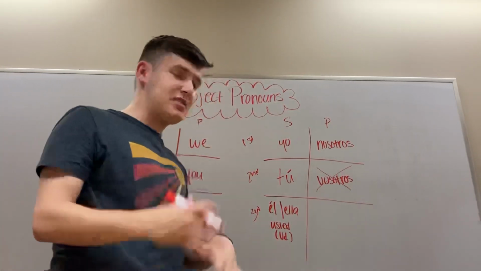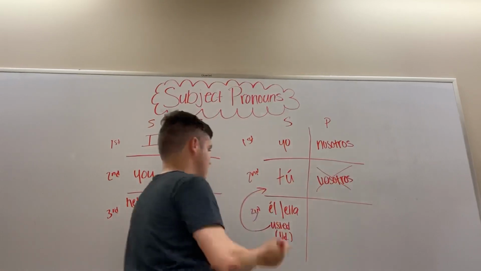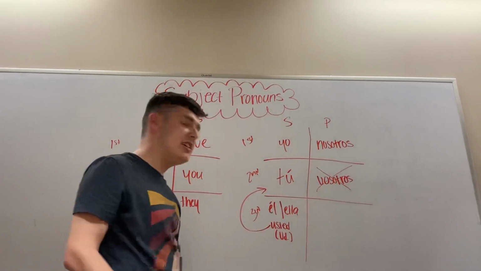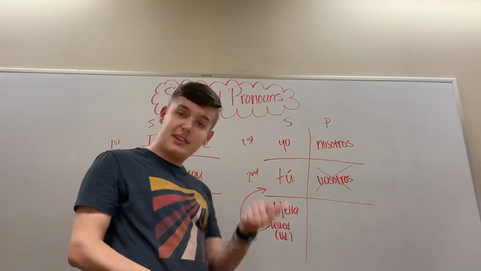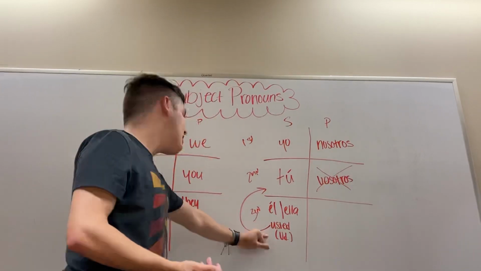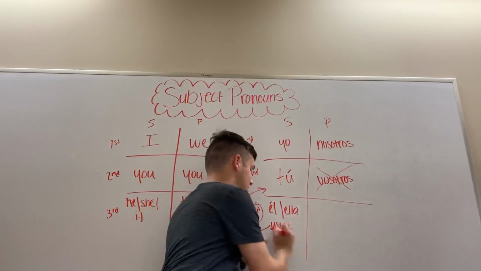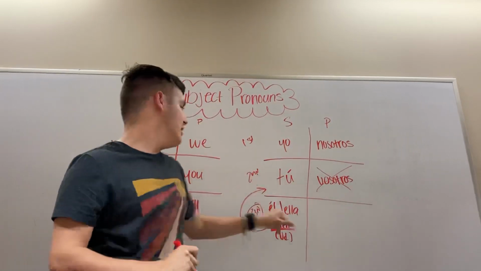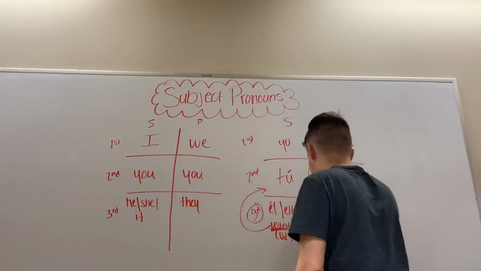And usted is a little strange because it actually is used as a second person pronoun. It's you, but the formal form, so talking to someone that you respect, someone you don't know, someone in a high position of power, something like that. But when you're conjugating verbs, it takes the third person conjugation, so that's why we put it here instead of here.